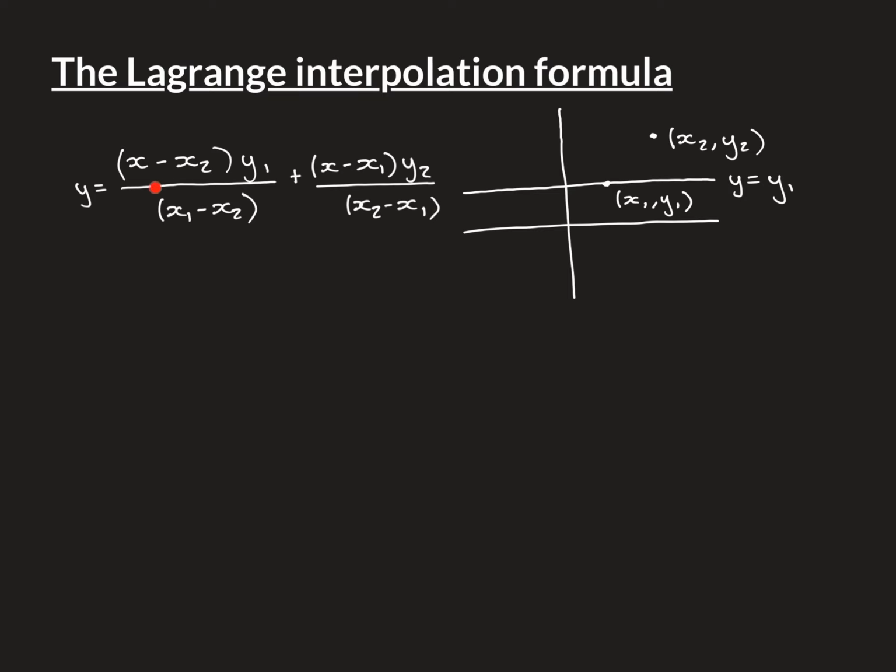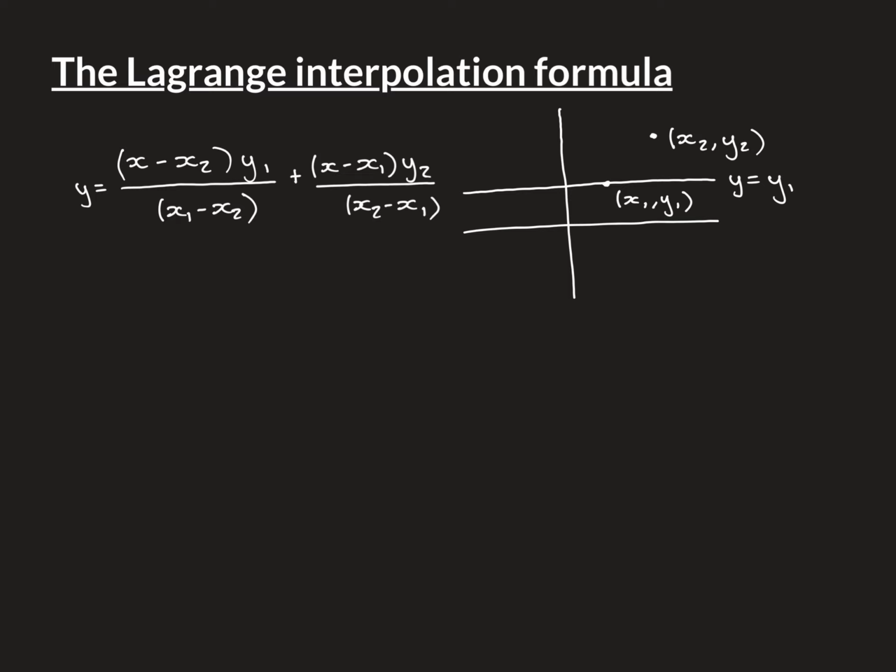Then when we look at this bit over here, if we put x1 in here, we get x1 minus x2, and then we're dividing by that same constant, x1 minus x2, so this just turns to 1, and then you get 1 times y1. So it gives exactly the right answer when you evaluate it at x1. So this is going to go through this point, x1, y1.